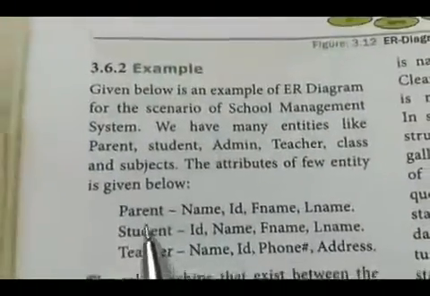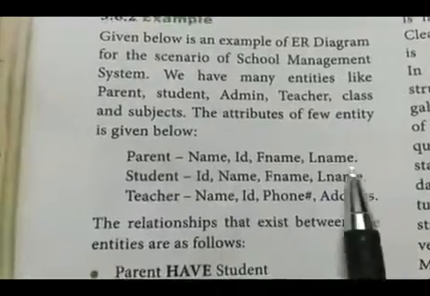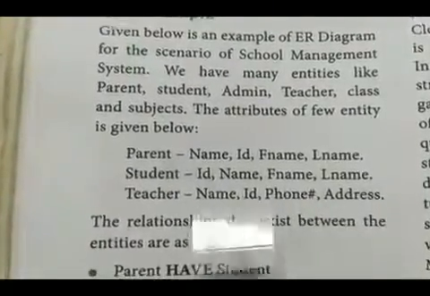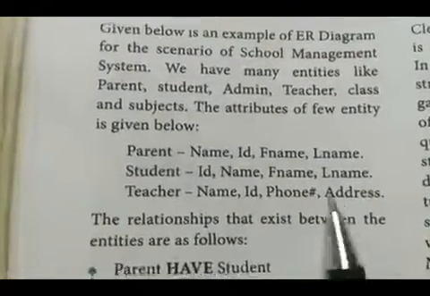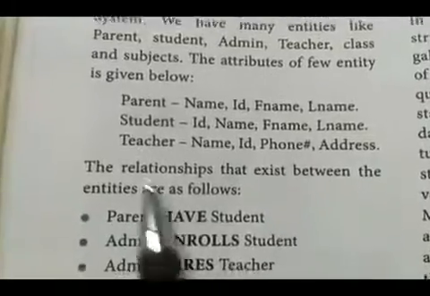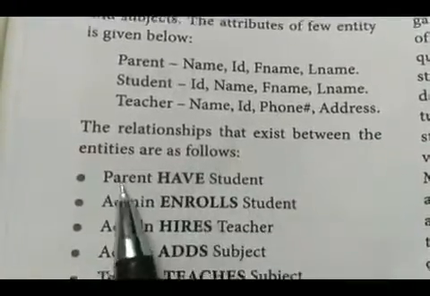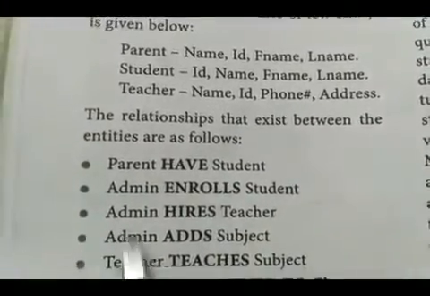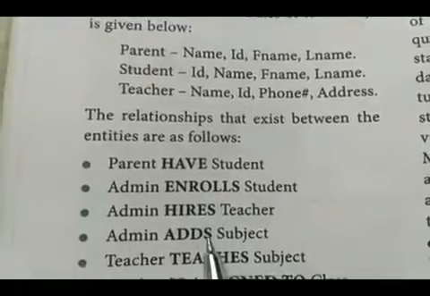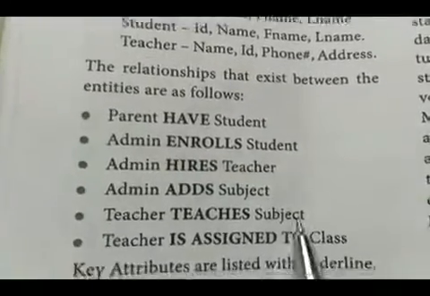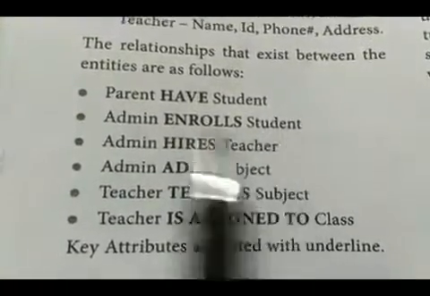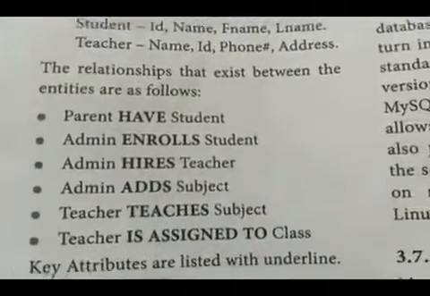In this, they have given parent as an entity having many attributes, and student and teacher are entities which also have a number of attributes. And what relationships exist between the entities? Parent has student, administrator hires teachers, admin adds the subject, and teacher teaches the subject. These are all the relationships that exist between two entities. That is what they have given here.